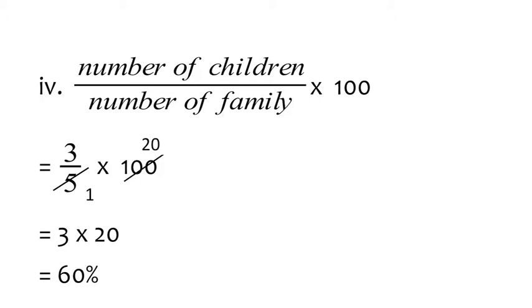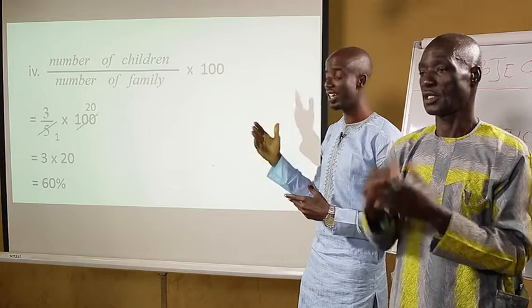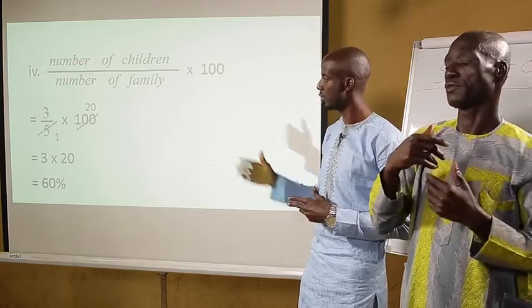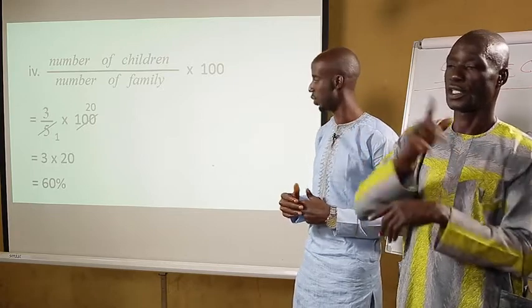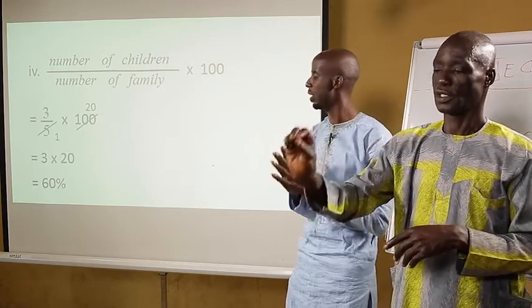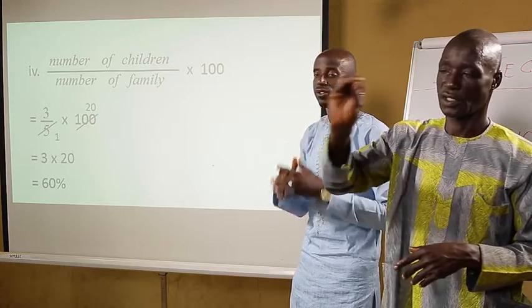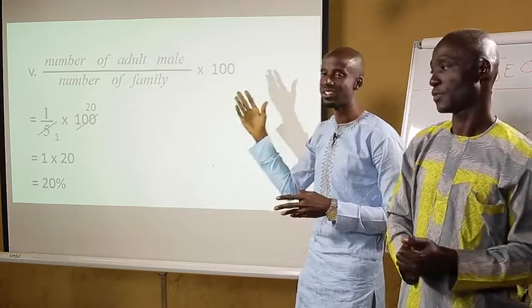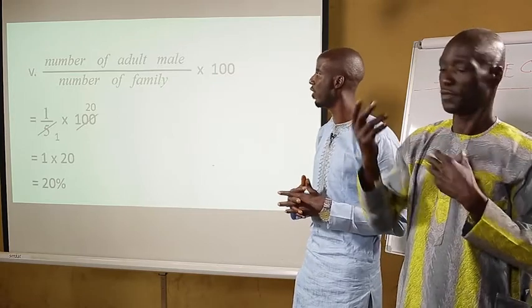So the common factor is 5. 5 divided by 5, 1. 100 divided by 5, 20. That takes us to the next step. We have equals to 3 multiplied by 20. And when you multiply 3 by 20, you have 60%.